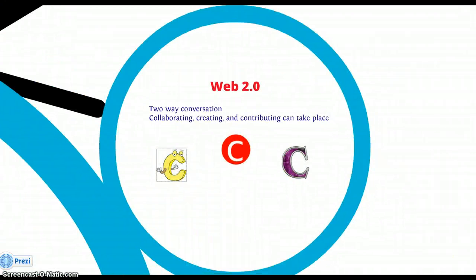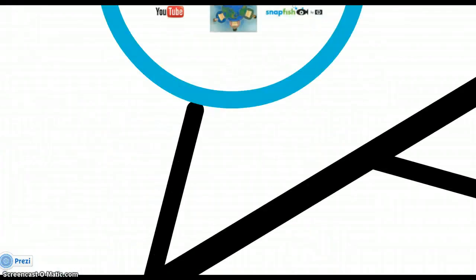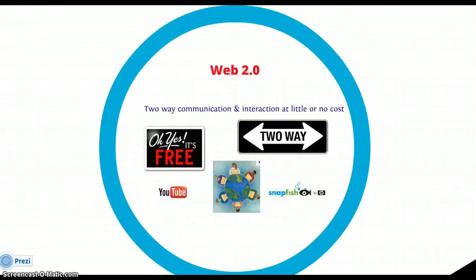Web 2.0 sites created the framework for user participation, where a site's primary content was contributed by its users. Web 2.0 has moved the internet from our traditional one-way information flow to a two-way conversation in which collaborating, creating, and contributing can all take place through tools such as blogs, wikis, and twittering. Web 2.0 allows for two-way communication and interaction.